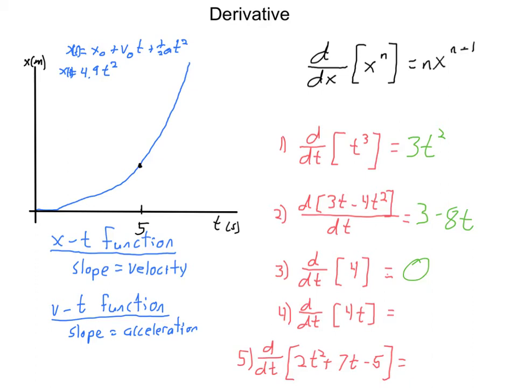4t, right? This is the exact thing as we already did in number 2. That's just going to be 4 because t to the 1st comes down. Now here's a bunch of things together. That's not a problem. You do each one individually. Let me back up and say that.